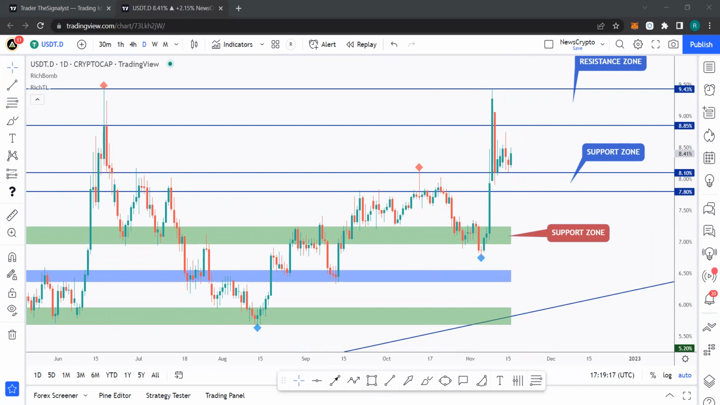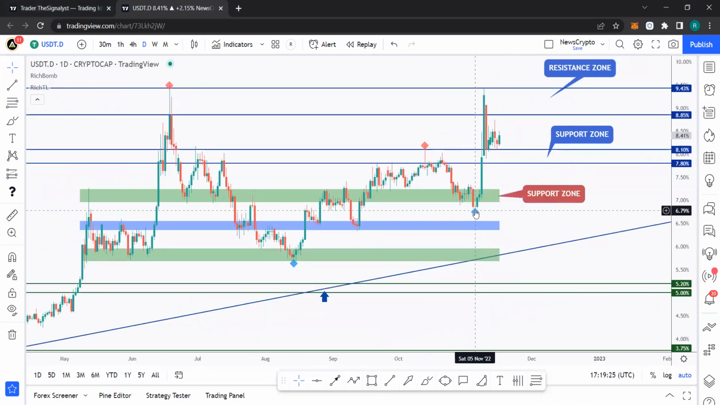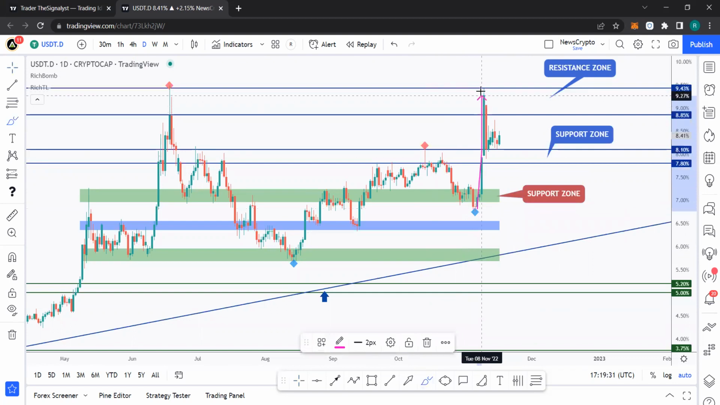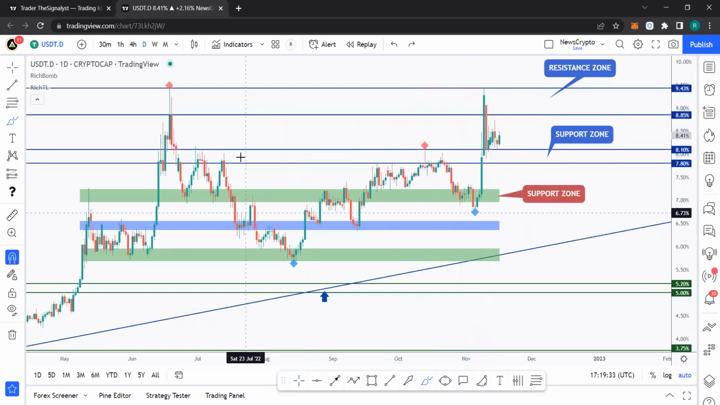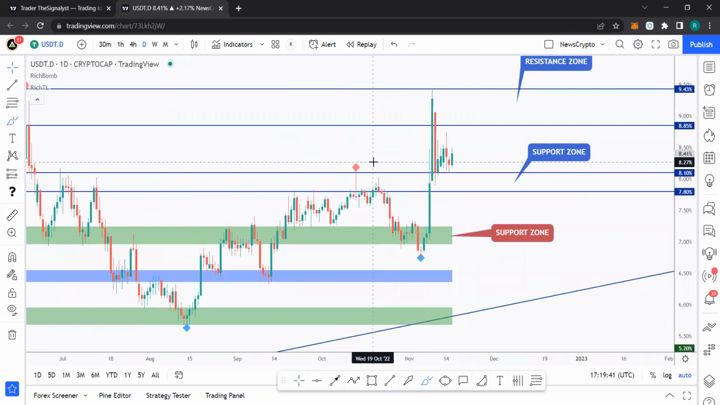Now, let's move forward to our USDT dominance. Unfortunately, as you already know, last week we had the crash of FTX. We had this big bullish movement upward, breaking above this resistance zone, right? So this is weekly time frame, and we are currently here. Last week we had this bullish candle.